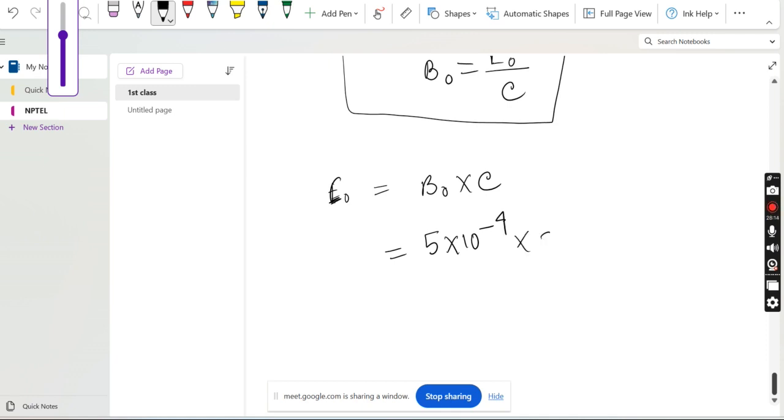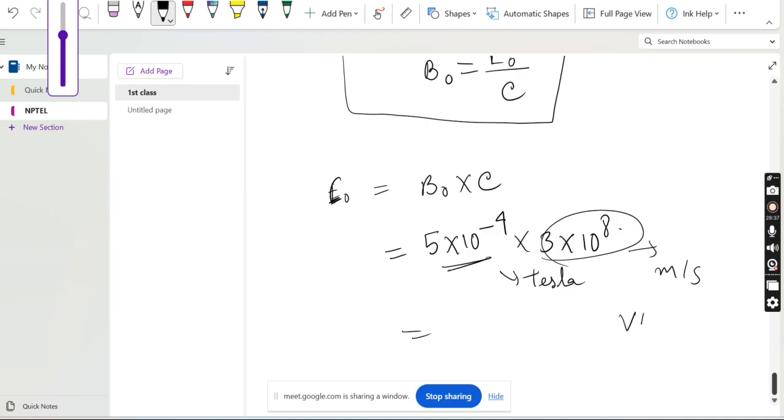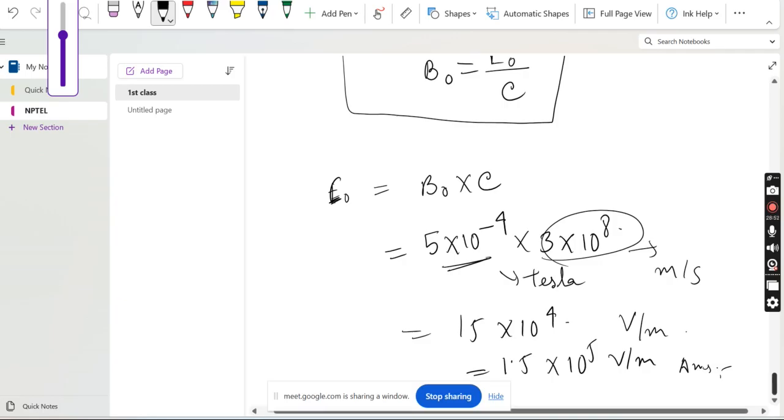So it is 5 × 10 to the power minus 4 into 3 × 10 to the power 8. This is Tesla, and this is velocity in meter per second. After we multiply that, we will get the quantity, which is electric field, and that would be in volt per meter. So this is 15 × 10 to the power 4 volt per meter. We can write it as 1.5 × 10 to the power 5 volt per meter. This is the answer, the maximum electric field we will get.